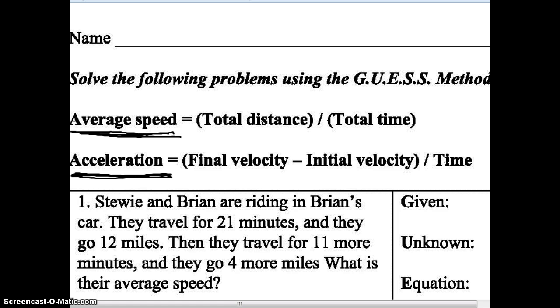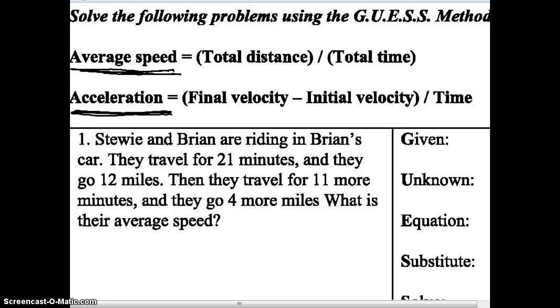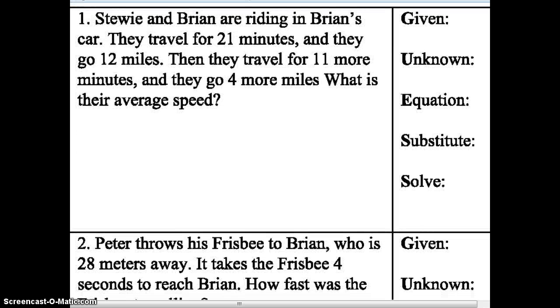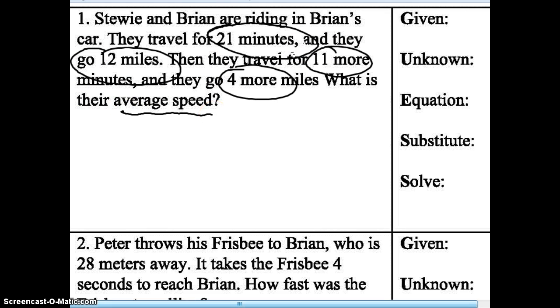So we're going to start. I'm going to show a demo here of problems, just 1 and 2 on the front, maybe 1 on the back, I'm not sure yet. So looking at question 1. Stewie and Brian are riding in Brian's car. They travel for 21 minutes, and they go for 12 miles. And they travel for 11 more minutes, and they go for 4 more miles. So those are 4 bits of information that we get. The question is, what is their average speed?